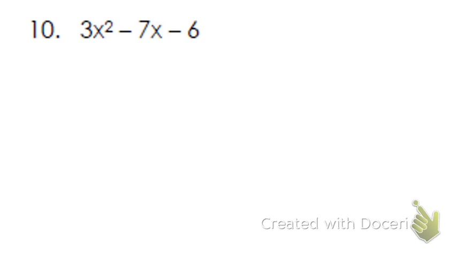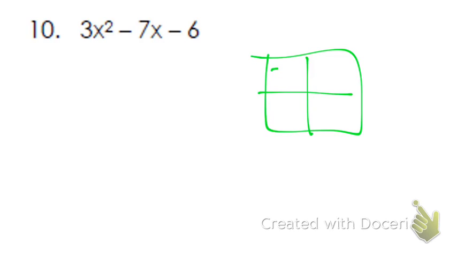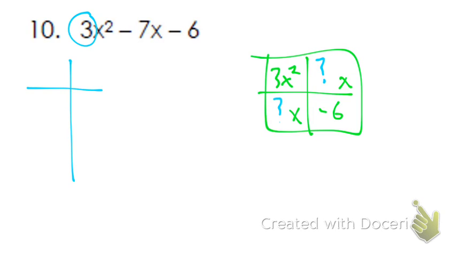And then lastly, let's do the box method again. Start off by putting your 3x squared up here at the top and minus 6 down at the bottom. We're looking for what goes in here and here. So I'm going to start by making my factor tree. I'm going to multiply a times c, which would be negative 18. And I'm going to list my factors of negative 18. I'm trying to find what adds to negative 7. So this is a times c. This is b.